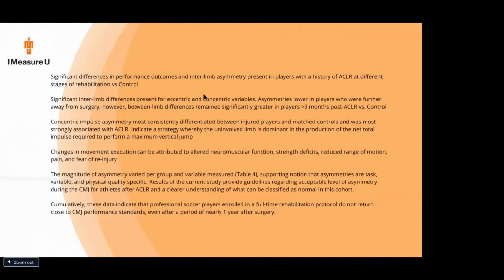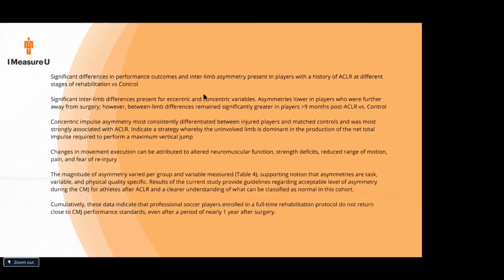So, as just identified, concentric impulse asymmetry was the variable which most consistently differentiated between injured players and matched controls, and was most strongly associated with ACLR. And this ultimately indicates a strategy whereby the uninvolved limb is dominant in the production of total impulse required to perform maximum vertical jump. The authors cited these differences and changes in movement execution in particular as attributed to altered neuromuscular function, strength deficits, reduced range of motion, pain, and fear of re-injury.